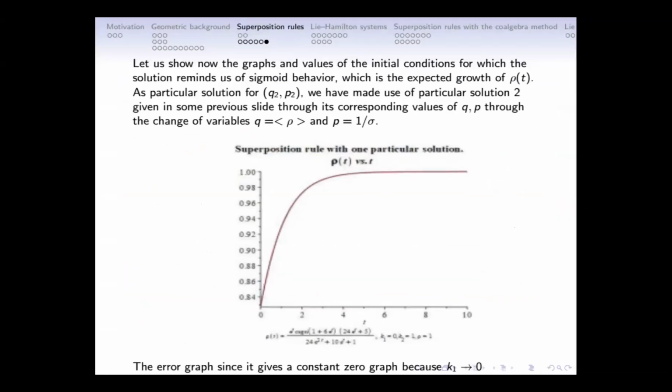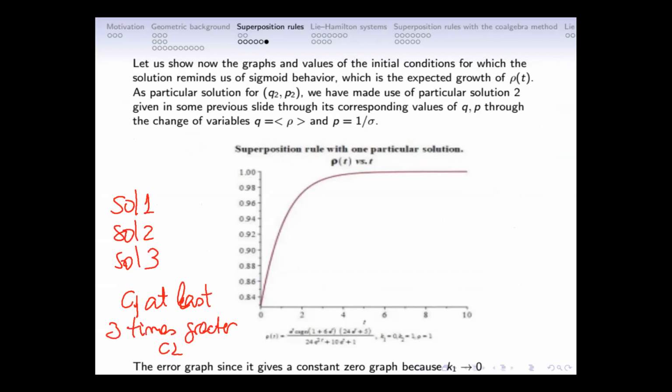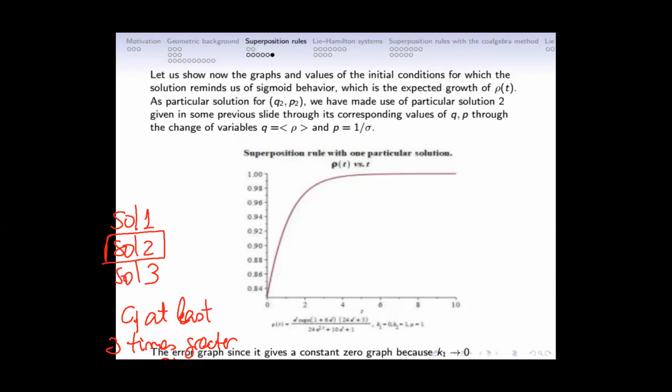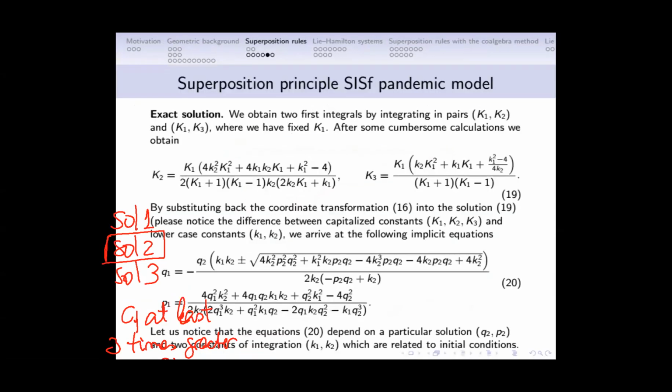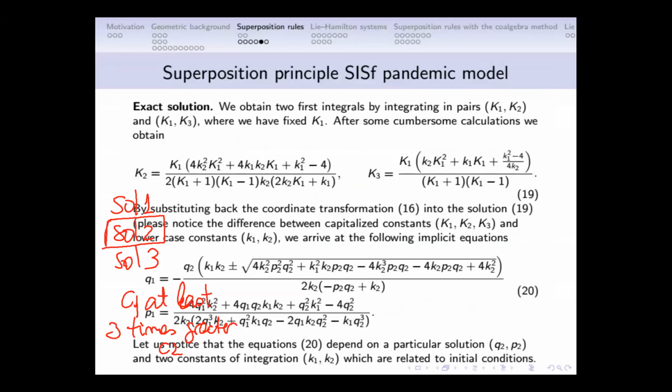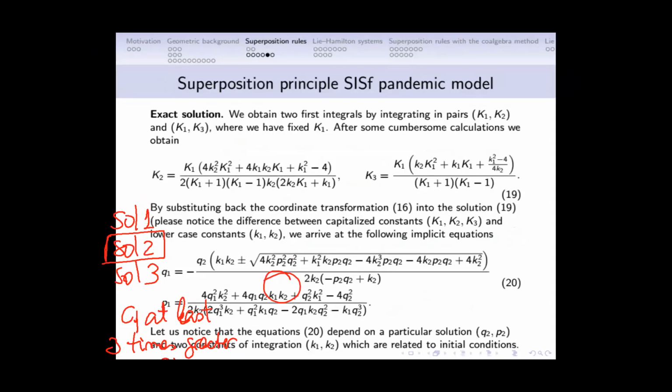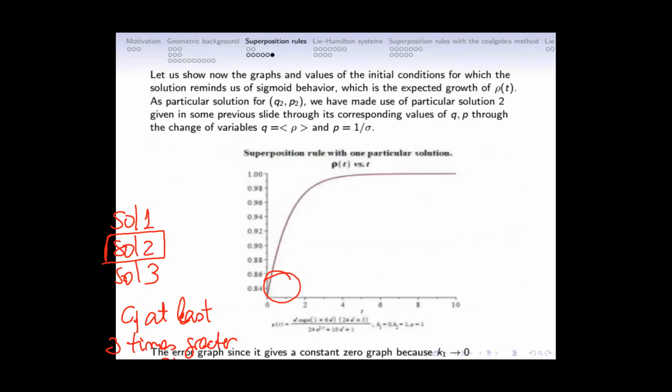So here's what I did. I showed you, if you remember, solution 1, solution 2, and solution 3, and I told you that they were only solutions if C1 was at least 3 times greater than C2. So I took one of them, I think solution number 2 that I showed in previous slides. And I just plugged it in here, in that one, and put it here, and go back. And this is the solution that I get.